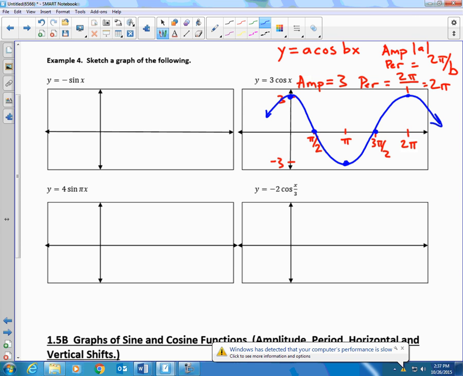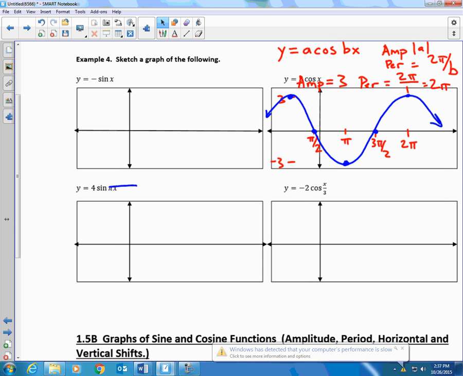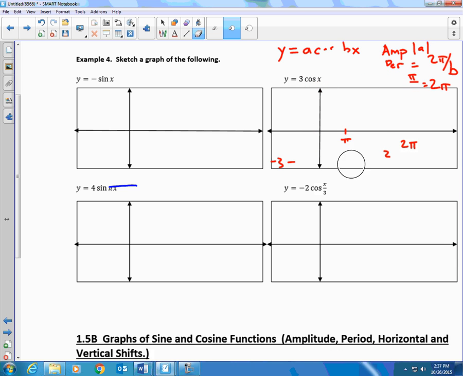So let's do the next one. Okay, I'm going to just move that over a little bit, and we'll do the next one. Who can tell me what is going to be the amplitude for this one? The amplitude is the absolute value of the number in front of the function. The absolute value of -1 is 1. The amplitude has to be positive. It is positive.